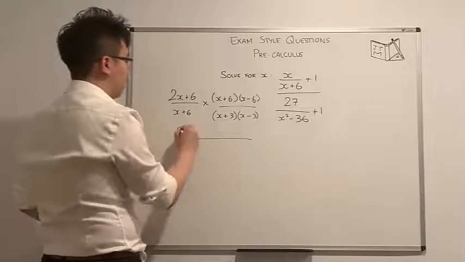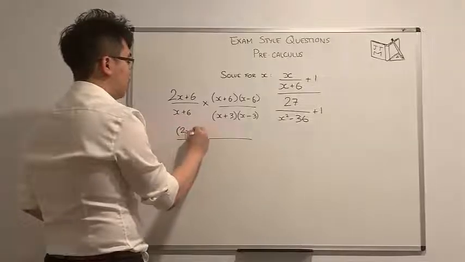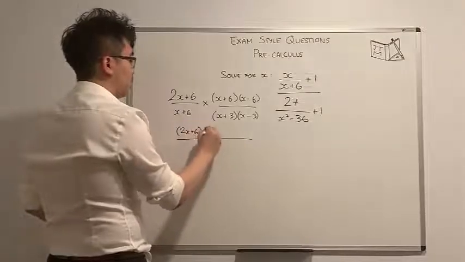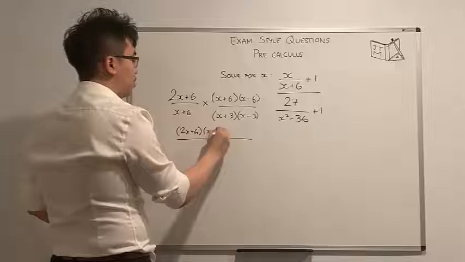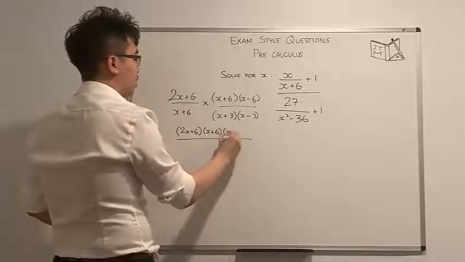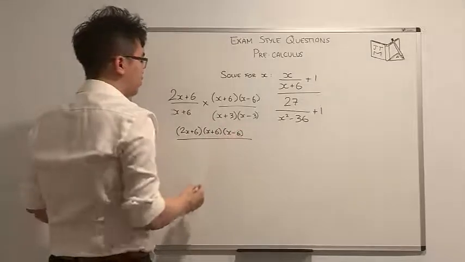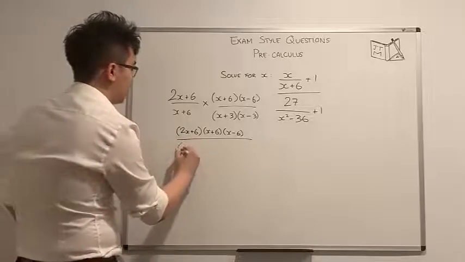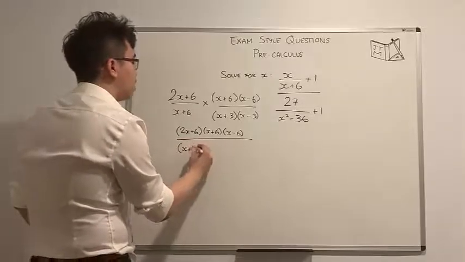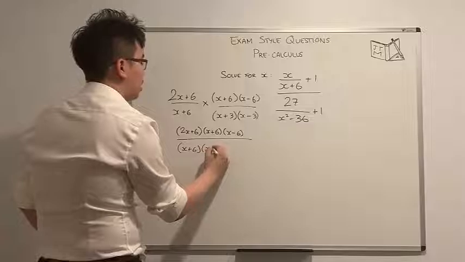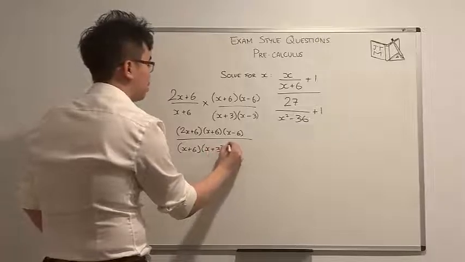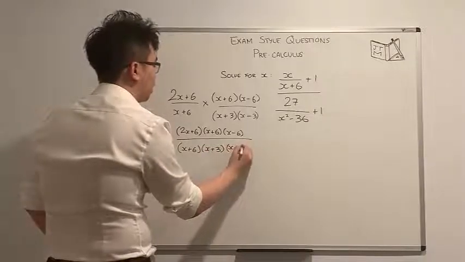So you'd have 2x plus 6 multiplied by x plus 6 multiplied by x minus 6 over the denominator, which is x plus 6 multiplied by x plus 3 and multiplied by x minus 3.